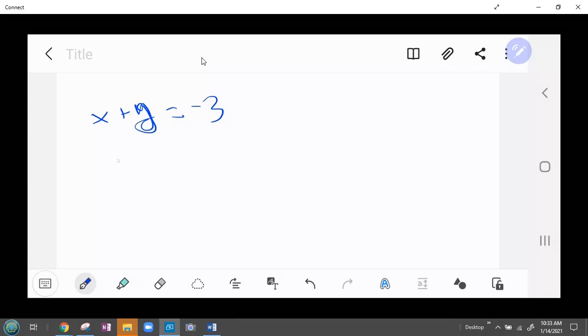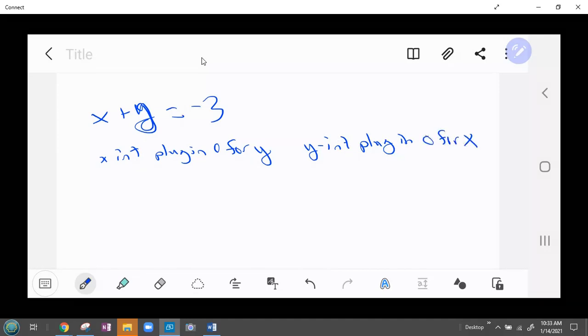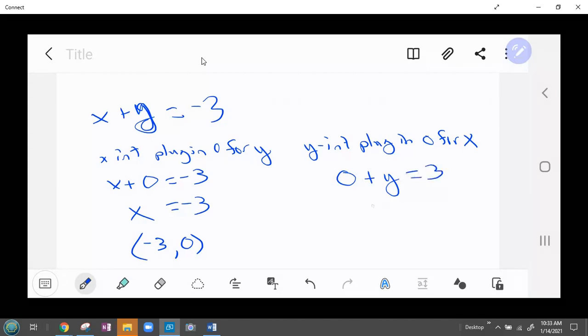Remember, for the x-intercept, we plug in 0 for y, and for the y-intercept, you plug in 0 for x. So we got x plus 0 equals -3. Then x plus 0 is just x equals -3. So my x-intercept is (-3, 0). For the y-intercept, we plug in 0 for x. So that's going to be 0 plus y equals 3. And that gives us y equals -3, sorry, -3. And so that's going to be (0, -3).